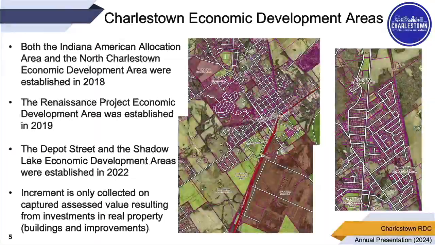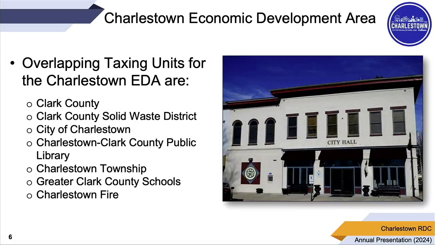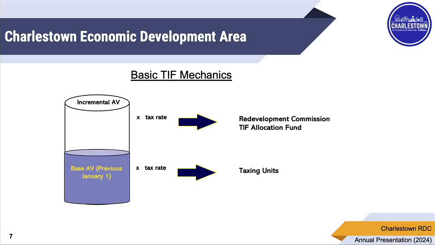Then this goes through what the overlapping taxing units are. So if not for this TIF, that assessed value would pass directly through to those taxing entities and taxing units. Those haven't changed from before. Then this goes into a basic description of TIF mechanics. When all those TIFs were created, there was a base AV associated with them that stays there. You take that times the tax rate, and it does get passed on to all the different taxing units that we saw on the previous page.